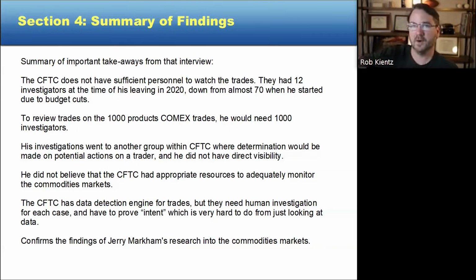And when you graft on the intent, where you have to prove humans' intent, but all you're looking at is the data or the metadata around a trade, it's very hard to do that. That's why you don't see those fines come all the time. And that's why the markets are going to continue to be manipulated. It makes sense. It confirms the finding of Jerry Markham's research in the commodities market. So we've come full circle.